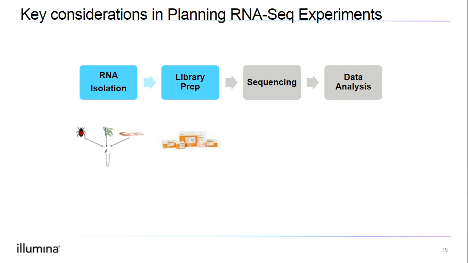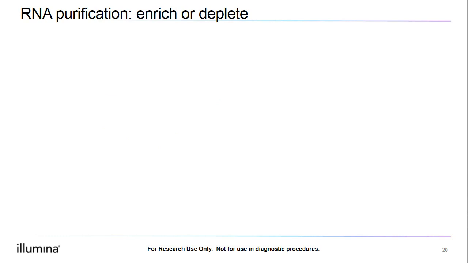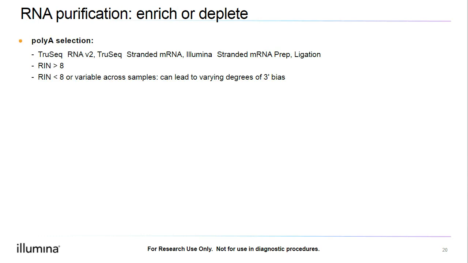So, once we have our RNA extracted and we know the quantity and quality of our samples, we can go ahead with our library preparation. We first need to purify our RNA, and we can usually take one of two approaches. Either we enrich for the RNA species that we want, or we deplete the RNA species that we don't want. For example, poly-A selection, which is used with TruSeq RNA-V2 and our stranded mRNA kits, will use poly-T beads to capture RNA transcripts that are polyadenylated.